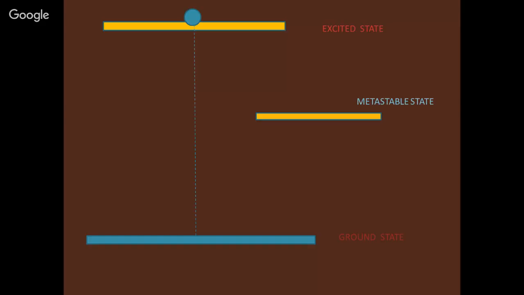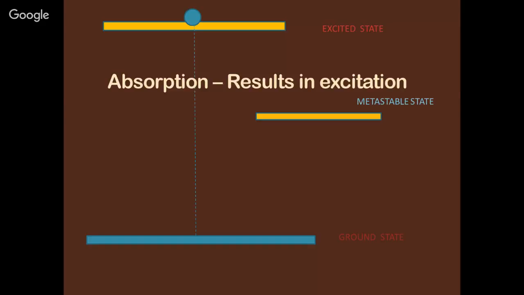There will be some problem and it will be forced to go in some other route. In the same way, here there is some other route, thereby the electron, instead of making a transition directly, will go to the metastable state. We find the electron, first stage, it is only excitation. Absorption is there, and the result of it is only excitation.